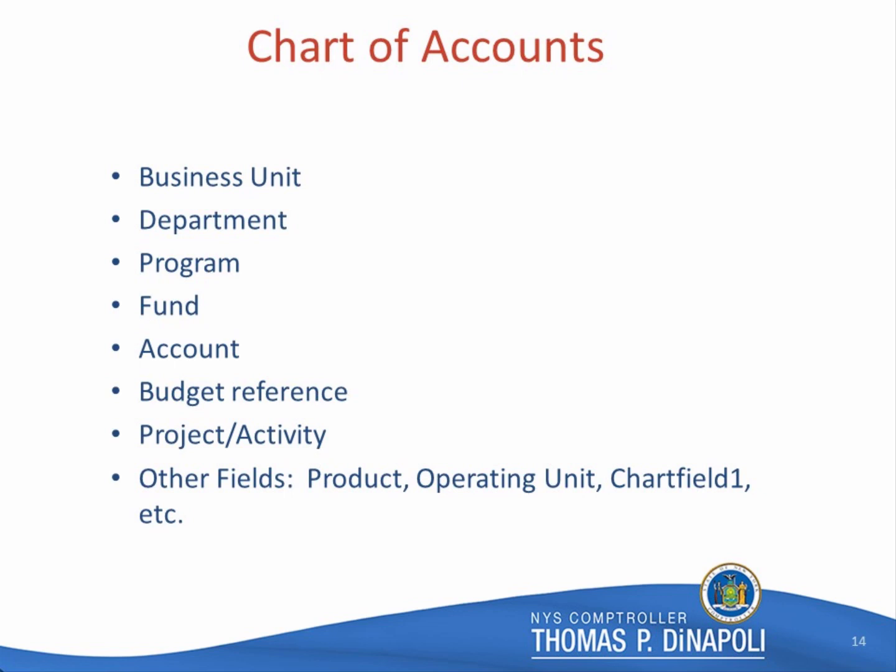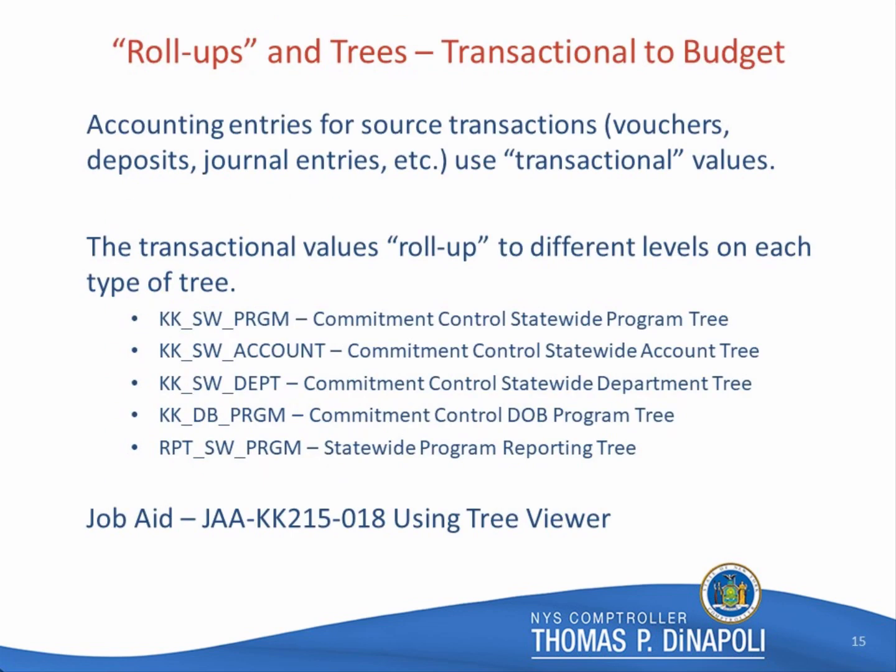Each appropriation is unique in its own way. For instance, no two appropriations in the budget bill will have the exact same chart of accounts. See the GFO Chapter 5 for more information. In the statewide financial system, SFS, there are many trees that indicate how the chart of accounts roll up. There are several levels to each tree.